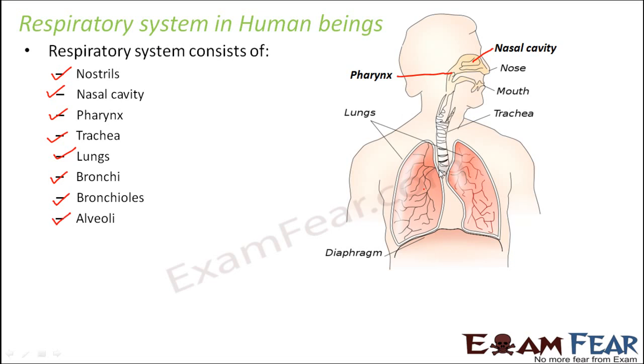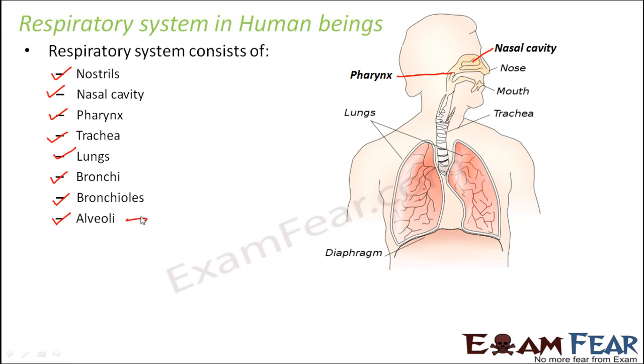Now this trachea which you see here will enter both the lungs and branch off into thinner branches. These branches are called bronchi. Then bronchi further divide into thinner branches called bronchioles, and the ends of the bronchioles have small structures called alveoli. All these structures together constitute the respiratory system, and when we breathe in, the air reaches the alveoli through this path. First it reaches the nostrils, then the nasal cavity, then pharynx, then trachea, then bronchi, bronchioles, and finally the alveoli.